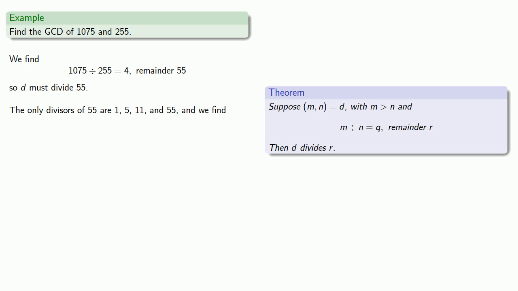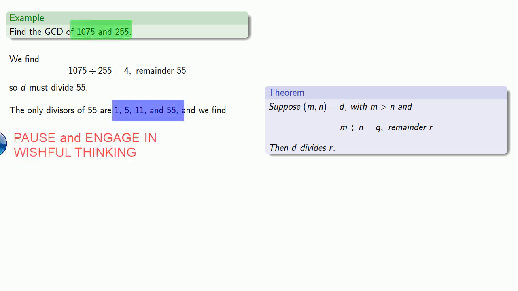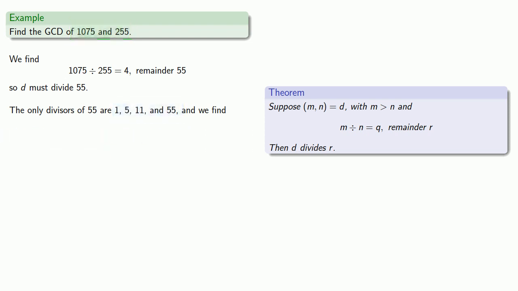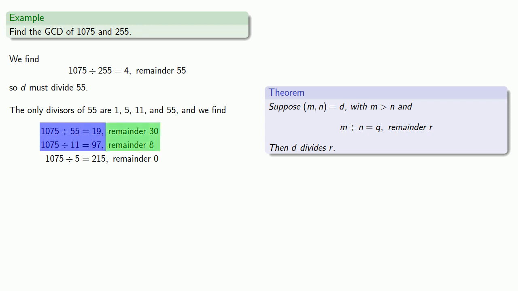Now at this point, the obvious question is, well, how do we know which one of these is the greatest common divisor? And we might engage in a little bit of wishful thinking. If only there was a way of figuring out whether one of these numbers divided both of these numbers. Oh, we could actually figure that out because we can just do a trial division. So let's see if 1075 is divisible by 55 or 11 or 5. And since dividing by 55 or 11 leaves us a remainder, these are not divisors. But since dividing by 5 leaves us with a remainder of 0, that means that 5 is the GCD.